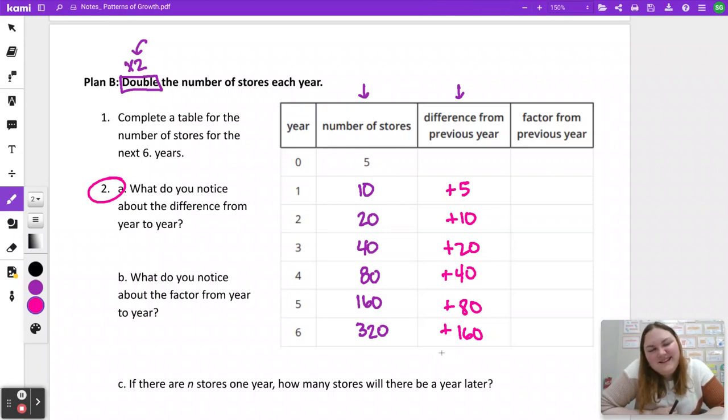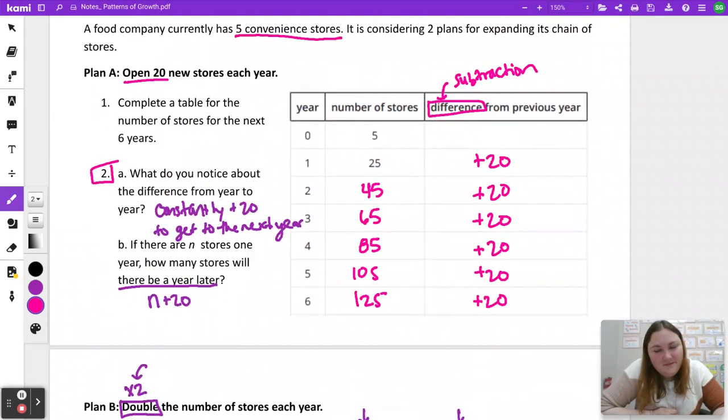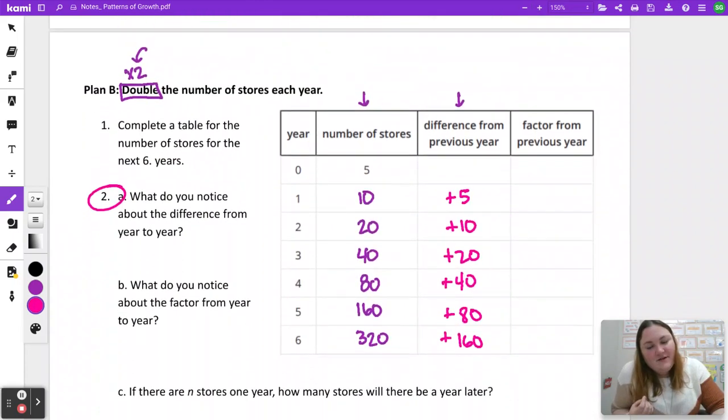One of the things that stands out to me is how this table looks different than this table up here. Up here, one of the things we had observed about that difference is it's constant. It's the same number. I just kept writing plus 20 again and again and again. That was because with this plan, the plan was to open the same amount of stores every year. The plan was to open 20 stores every year. So the difference was plus 20. Here, though, we see that difference is changing. I can't say we're opening the same amount of stores every year because it changes from year to year.